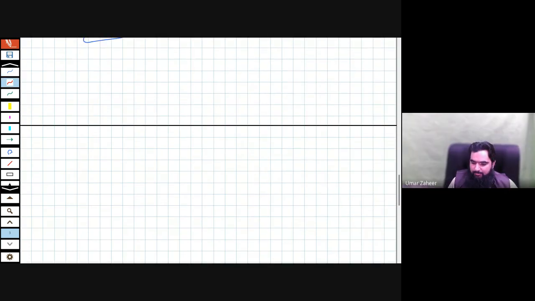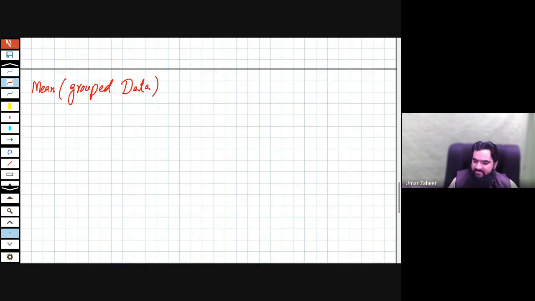Now we are going to talk about the mean in grouped data. In the grouped data, we have to find the mean by summation f of x dot divided by summation of f. What is x dot? X dot is the midpoint of the group.